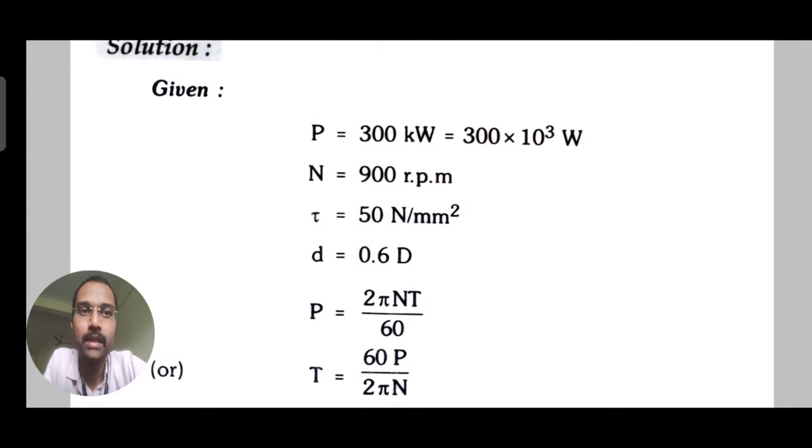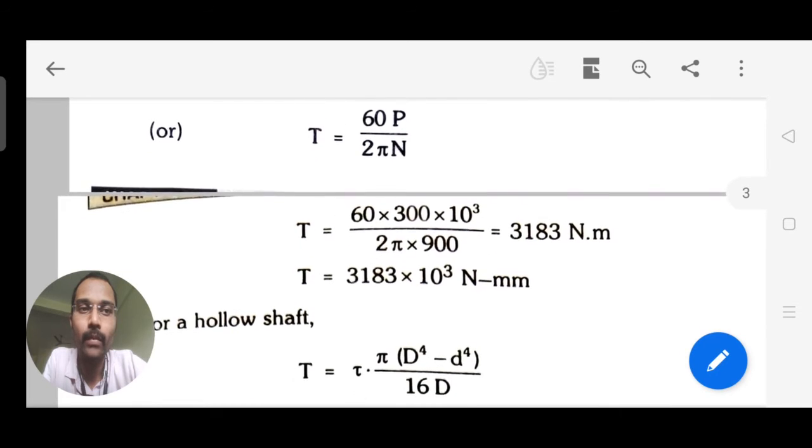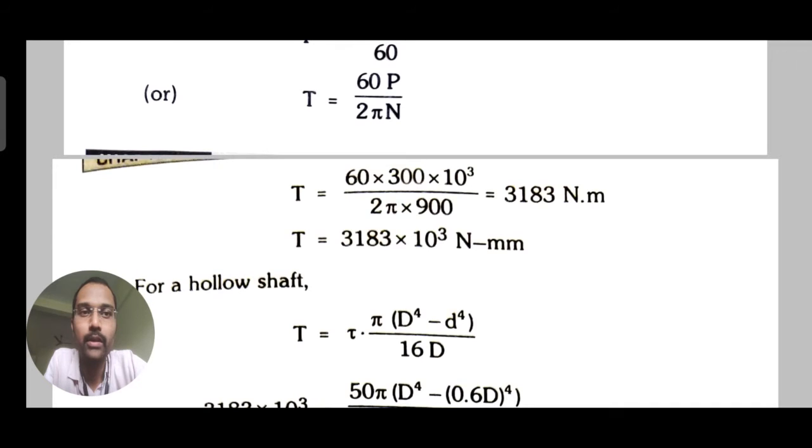Already it is mentioned in the problem as 300, that should be taken in watts, not in kilowatts. 300 into 10 to the power of 3 by 2 pi into the number of revolutions, 900. From this we can get the torque in terms of Newton meter. The value is 3183. Next, that should be converted into mm. Why? Because while finding the diameters, you have to substitute the torque value in Newton mm. From Newton meter it should be converted to Newton mm, so you multiply by 10 to the power of 3.